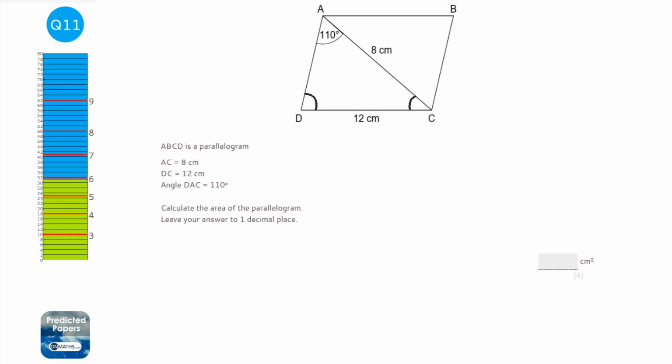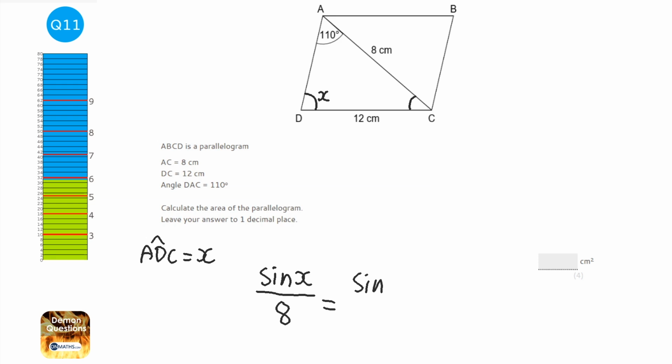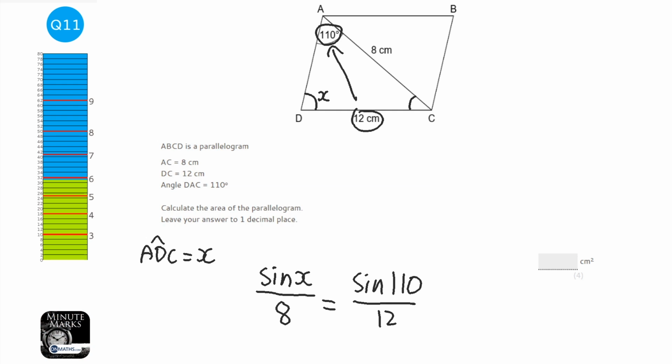So I'm going to work out the angle I marked first. So that is angle ADC. That's what I want to work out first. Now to do that, let's call it X, so it's a bit easier to write. So I'm going to use the sine rule, and that says that sine X over 8 equals sine 110 over 12. And the reason it has to be that way around is that sine matches up opposite angles and lengths. So it's going to be those two and those two.